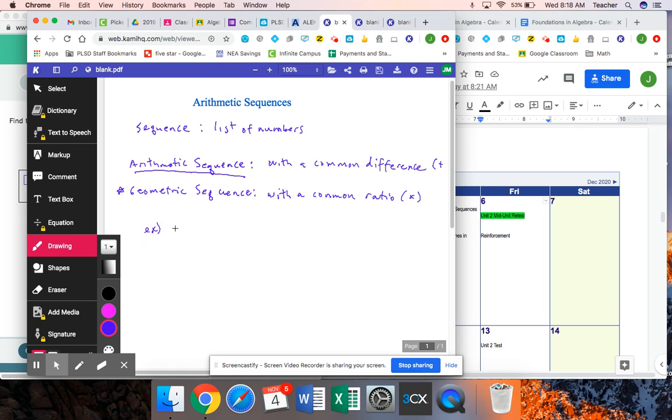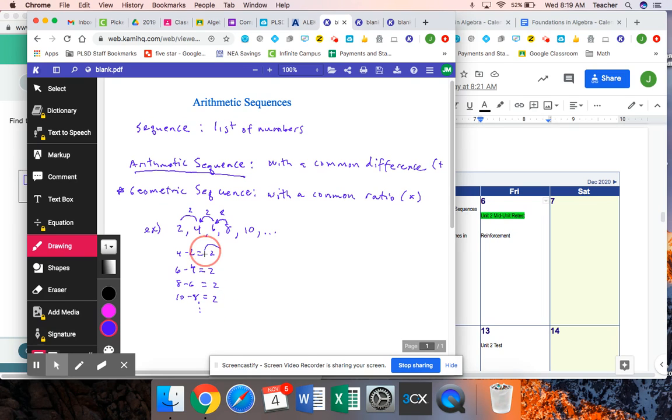For example, 2, 4, 6, 8, 10, and so on. That is a list of numbers. And I noticed that when I look at the common difference, that means if I go 4 minus 2, I get 2. When I go 6 minus 4, I get 2. When I go 8 minus 6, I get 2. Let me write that down. 4 minus 2 is 2, 6 minus 4 is 2, 8 minus 6 is 2, 10 minus 8 is 2, on and on and on.